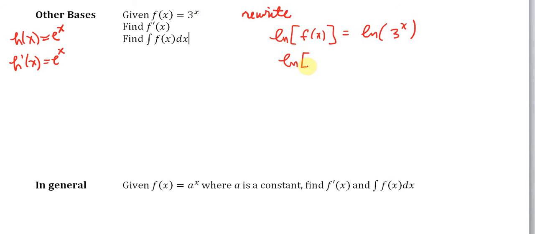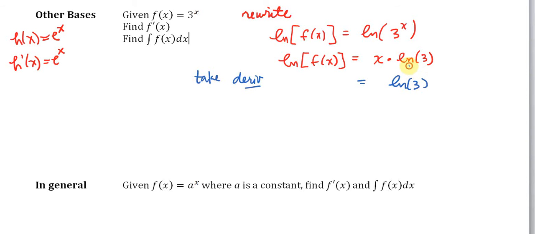So the natural log of f of x is still the same on the left side. Over here, there's a property of logs that we can use: we can pull this exponent out to the front. And then now we can take the derivative. The derivative of the right side is just the natural log of 3. Remember, this is a constant. Natural log of 3 is a constant times x, so the derivative is just the natural log of 3.